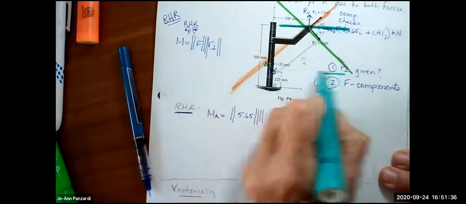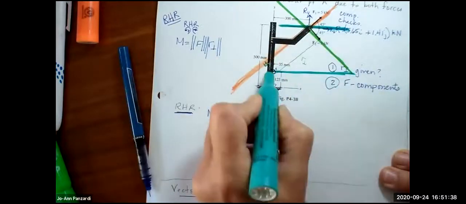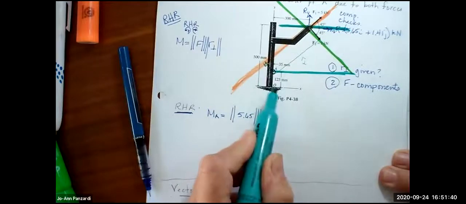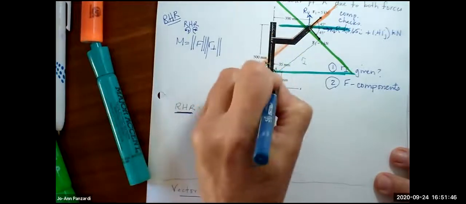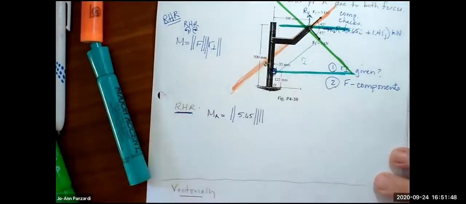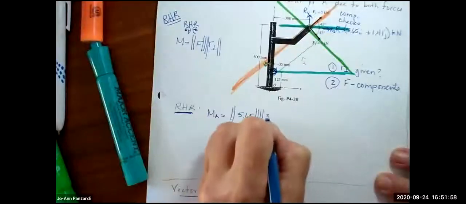Okay, let's check. Here's Fx, and here is point A. So it's not 0.0. If it was 0.0, yes, 500 is correct. But we're doing about point A. So somehow mark on your picture where the point is you're trying to find the moment about, so you don't make that kind of mistake. Okay, so what is the distance then? 500 minus 125. Right, so that's 375, right?